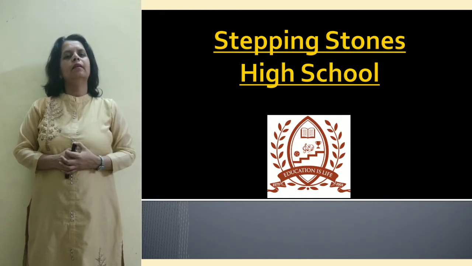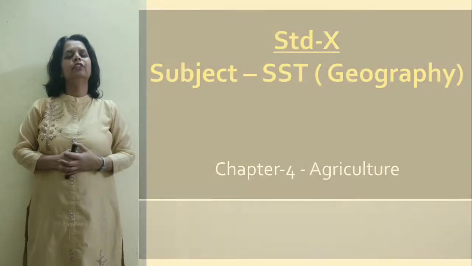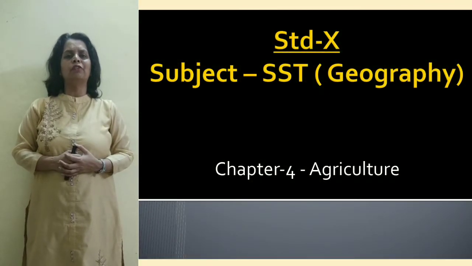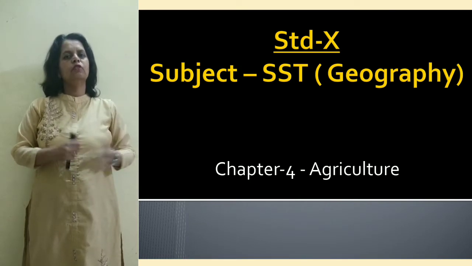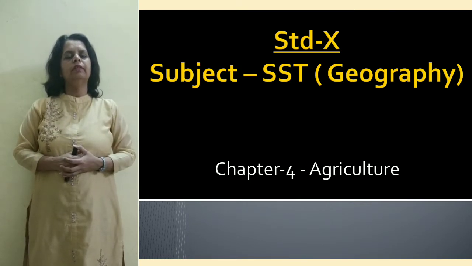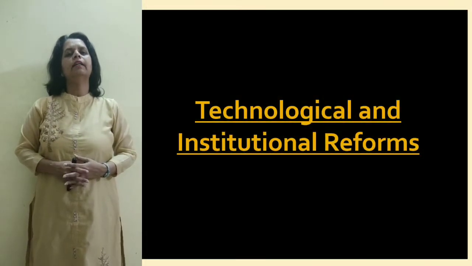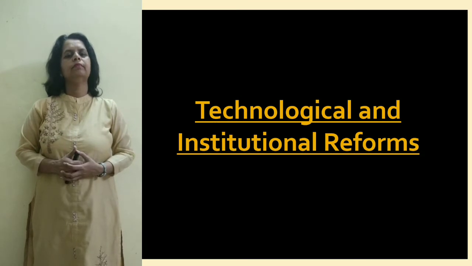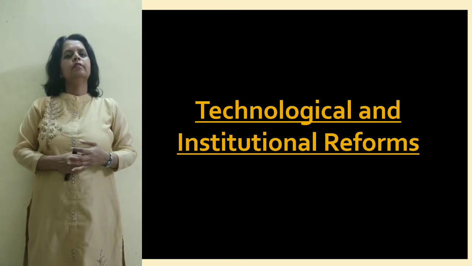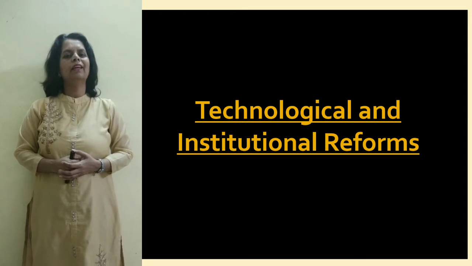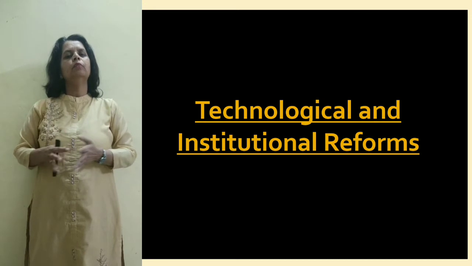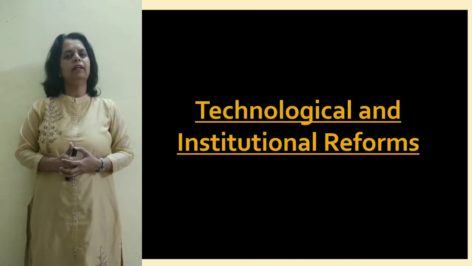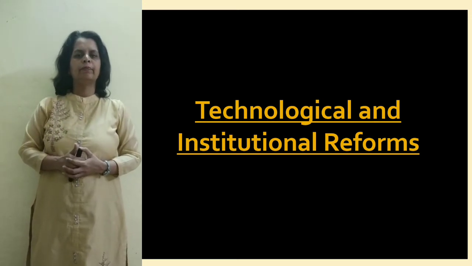We had been discussing the topic Agriculture, chapter number 4 from your geography textbook, and we are going to continue with it. Today is the last leg of this particular chapter, wherein we are going to discuss the topic technological and institutional reforms. We will see why these reforms are necessary and what steps have been taken by the government to boost agriculture.